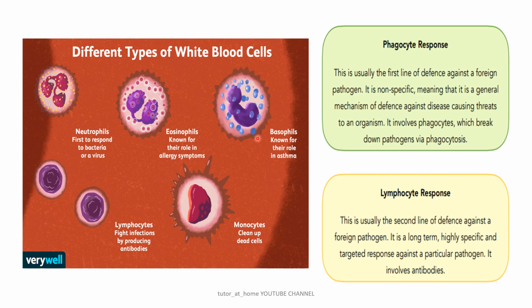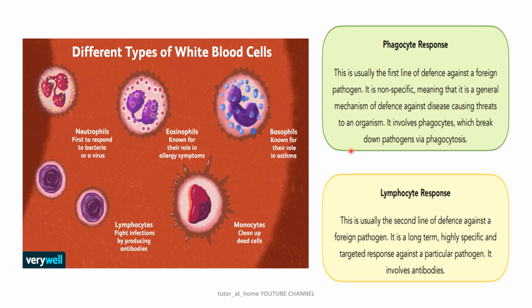Now, this is the diagram of the various types of white blood cells. These are the neutrophils, and the eosinophils, allergic symptoms, as I told you before. They are the basophils, their role in asthma. In asthma, the allergic reaction is produced by the basophils. The airways, the air passageways, get swollen. These are the lymphocytes, and this is the monocyte, which eventually becomes a macrophage.